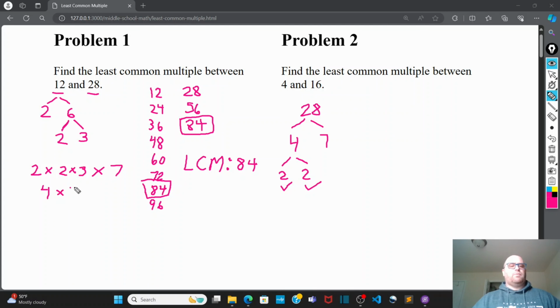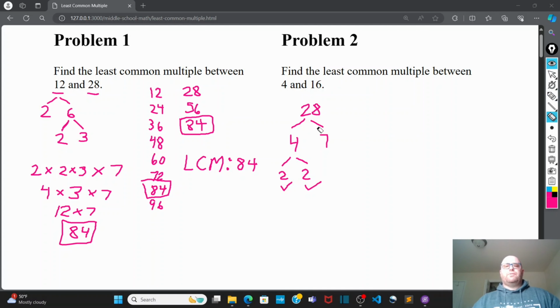Now if I do this out, 2 times 2 is 4. 4 times 3 times 7. So we have 4 times 3 times 7. 4 times 3 is 12 times 7. And 12 times 7 happens to be 84. So we arrive at the same result for our least common multiple. But I think this method, once you do it, might be a bit faster than going through all of the multiples, especially when the numbers get pretty large.